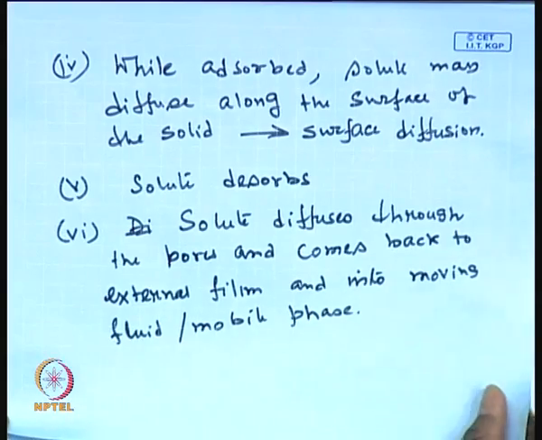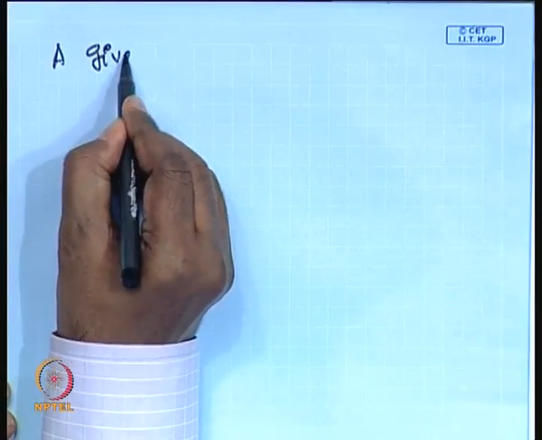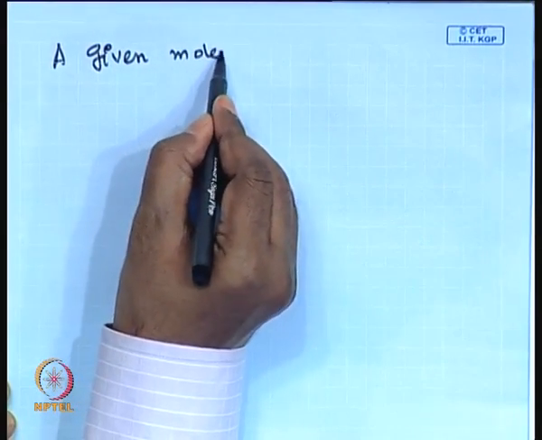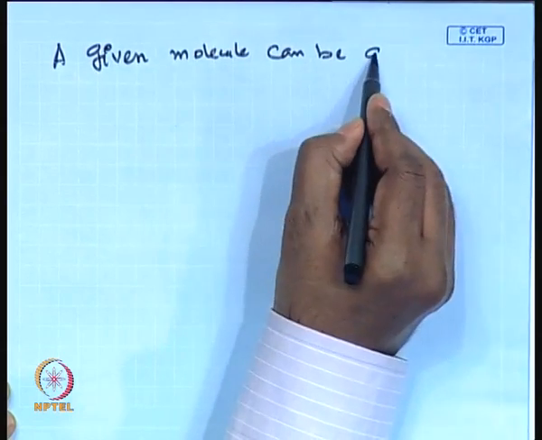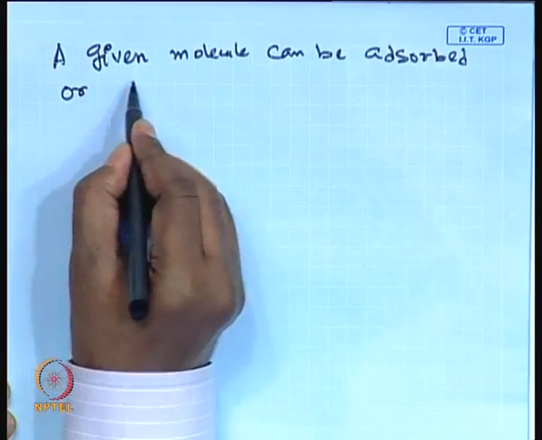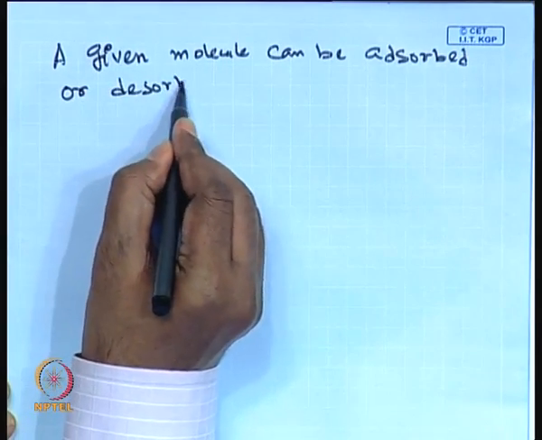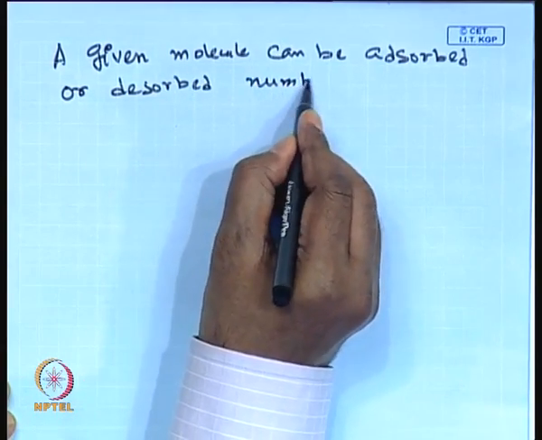Okay. Now, a given molecule can adsorb and desorb a number of times. So, it is not that it will be a one time affair. A given molecule can be adsorbed or desorbed a number of times.